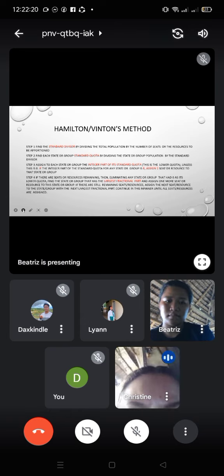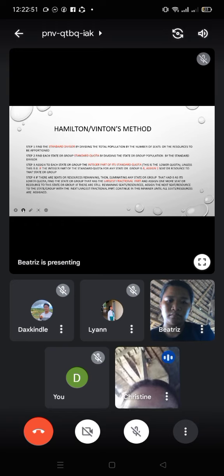If there are seats or resources remaining, then, eliminating any state or group that had 0 as its lower quota, find the state or group that has the largest fractional part and assign one more seat or resource to this state or group. If there are still remaining seats, assign the next seat to the state or group with the next largest fractional part. Continue in this manner until all seats are assigned.